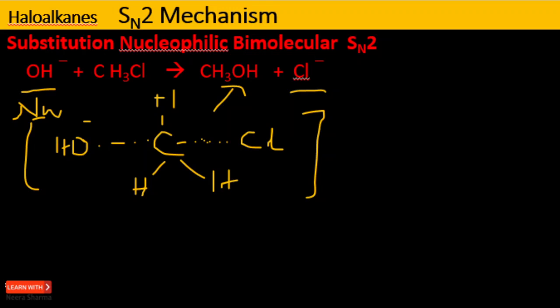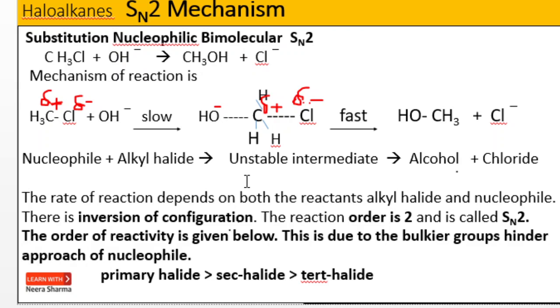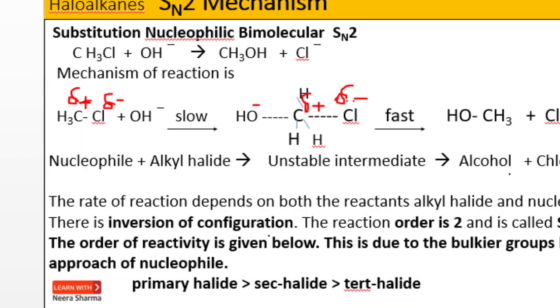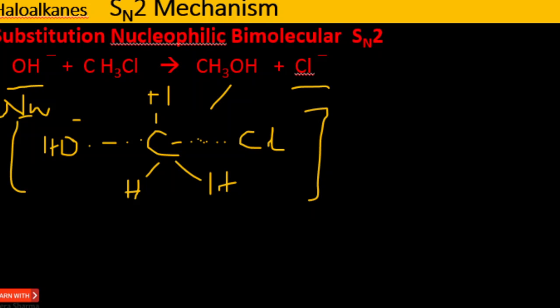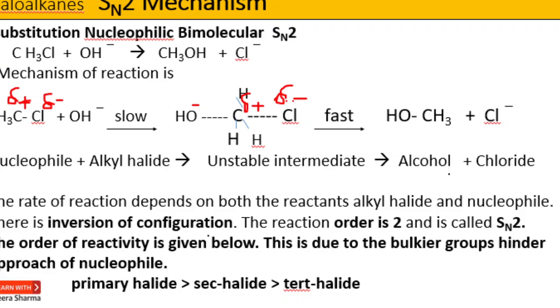alcohol. So in the SN2 mechanism, in this step where we have the unstable intermediate, this is a slow step, and 2 reactants are involved. The nucleophile and the alkyl halide are involved in the slow step. Therefore it is a second order reaction, and it is called the SN2 mechanism.